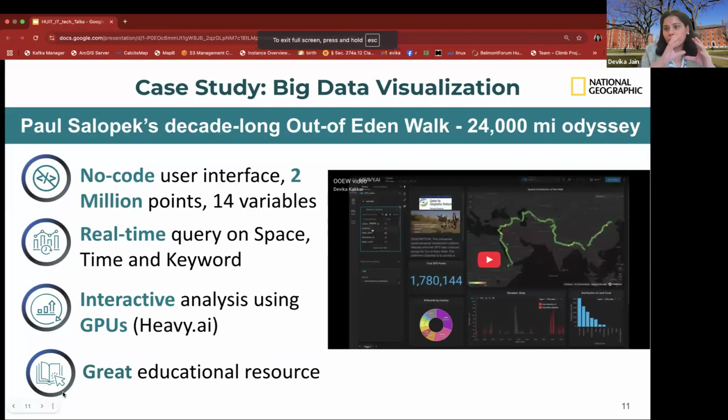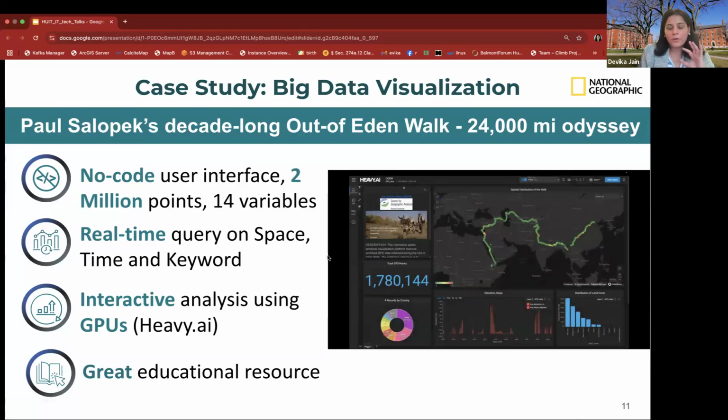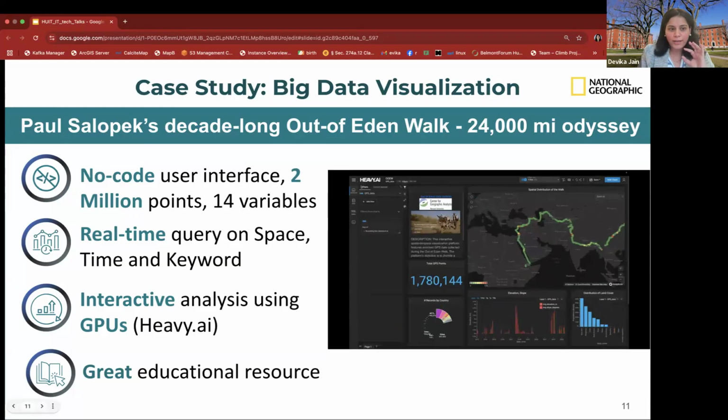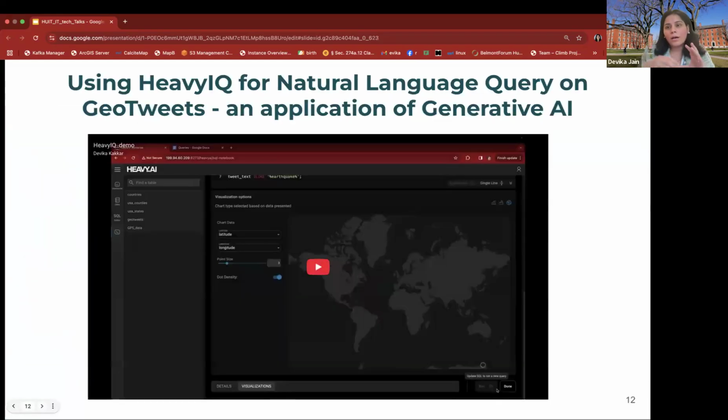This was a no-code user interface, where the user does not need to code anything. They can do spatial data science very easily using this interface, which allows you to filter on space, time, and keyword. But right now, since everything is about Gen AI and LLMs, we also started looking into how we can enable our community to use LLMs and Gen AI to ask questions and get answers in natural language on spatial data sets.